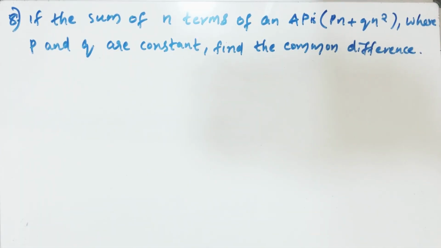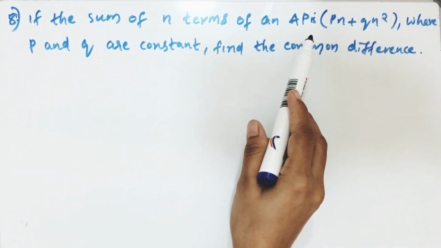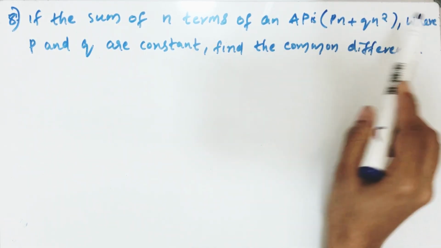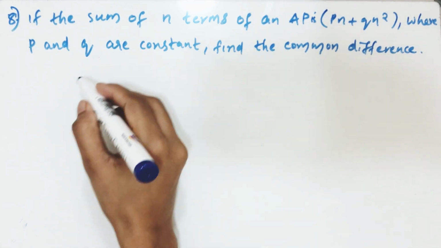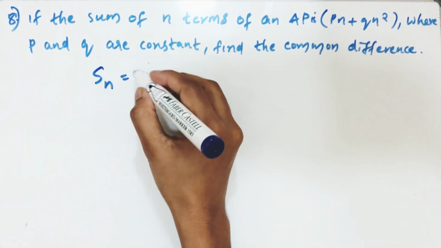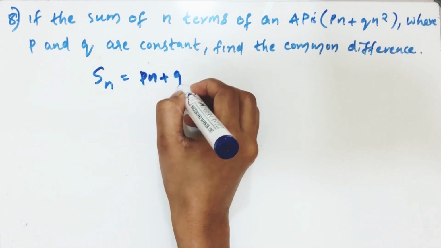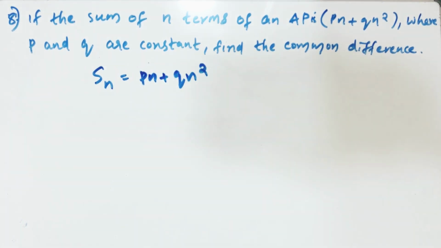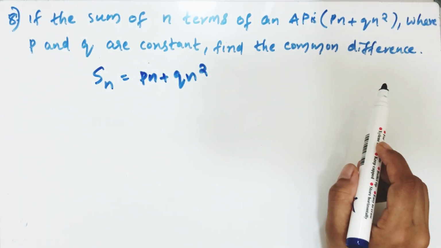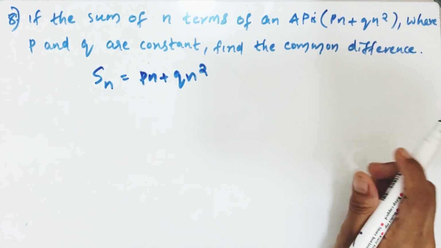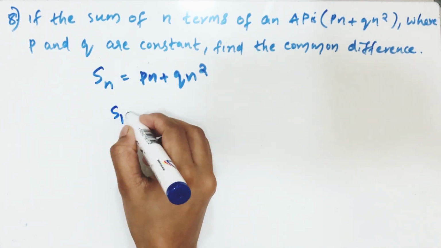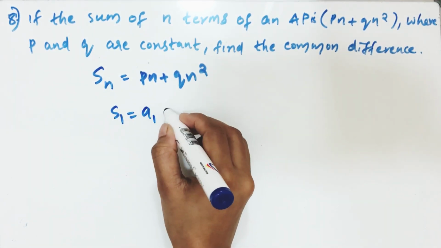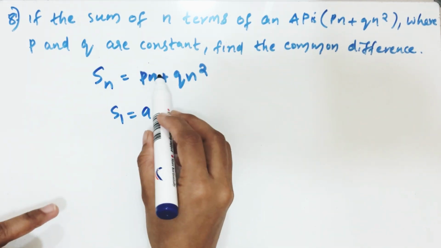Next question. If the sum of n terms of an AP is Pn plus Qn square, where P and Q are constants, find the common difference. Here the sum to n terms, Sn, is given: Pn plus Qn square. We have to find the common difference. We know the common difference is the second term minus the first term. Also S1 is equal to A1. We can substitute n equal to 1 in this equation.